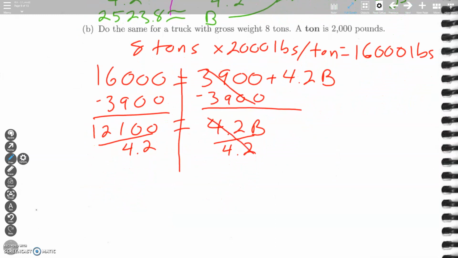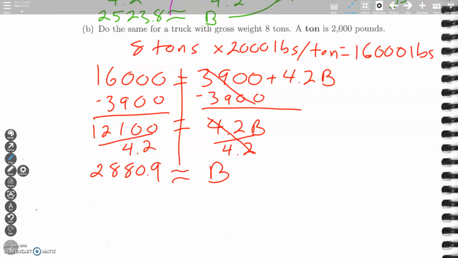Those sides reduce down to a 1. So 1 group of bags. And when we divide the left side, we are going to get 2,880 and decimal 9. And again, I should show that as approximately equal to. It's not exactly equal.